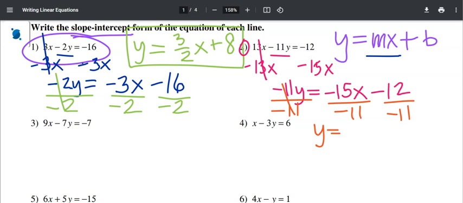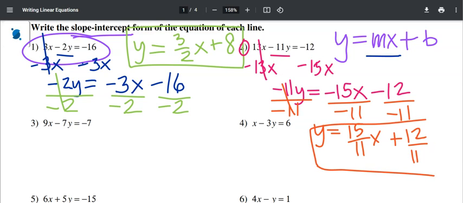And then I have a negative divided by a negative, which becomes positive 15 over 11x, and negative 12 over negative 11, sorry, it's late, is positive 12 over 11. So that is slope-intercept form for number 2. That should give you an idea of how to get the y all by itself.